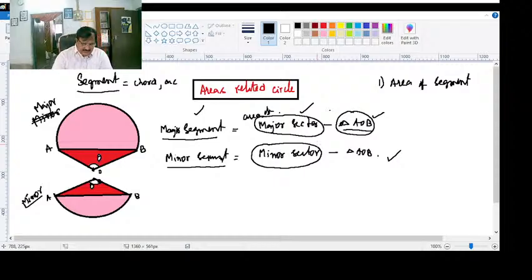So tomorrow may be Dasara. I may not be taking class. I don't know. If I take the class, I will take the class at 6 o'clock.